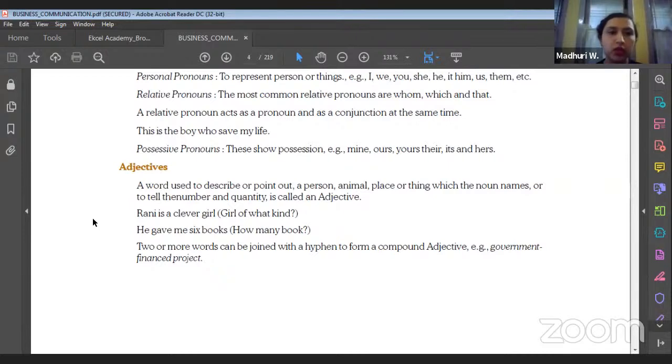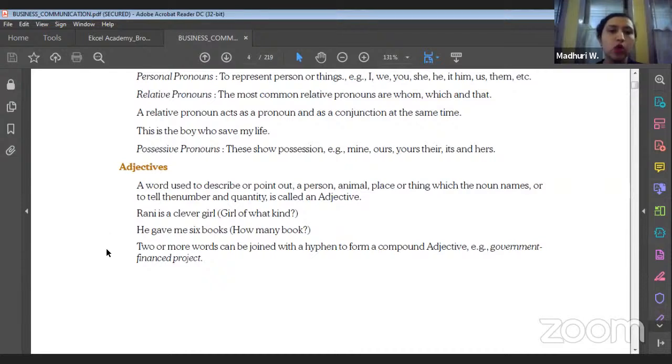Very good. So an adjective is a describing word. It's a word used to describe a noun, right? For example, if you say Rani is a clever girl, what kind of a girl is Rani? She's clever. She's intelligent, right? He gave me 6 books. How many books did he give me? Did he give me 5 books? 10 books? No, he gave me 6 books. So numbers also could be adjectives in some cases.